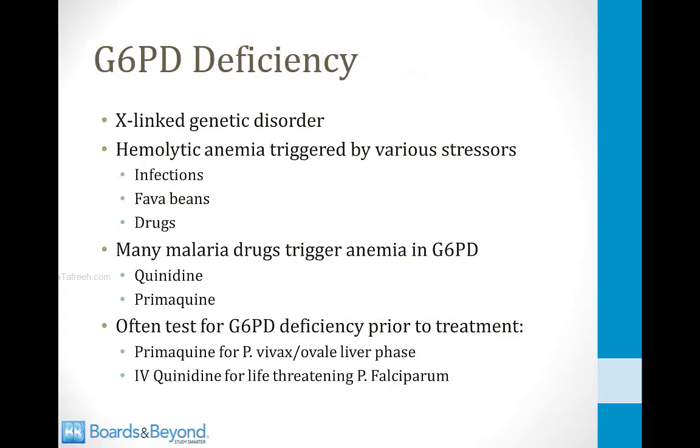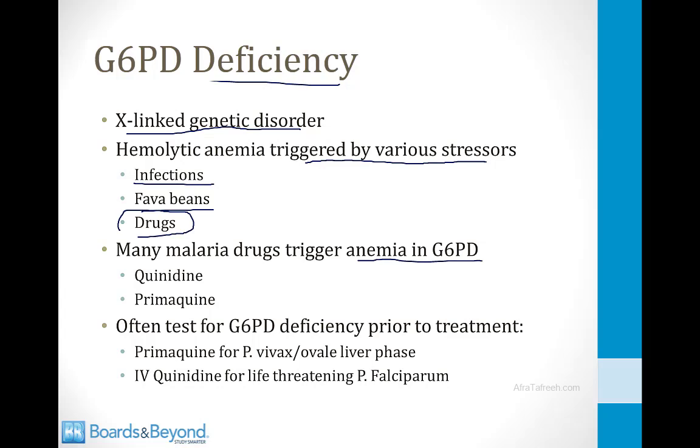The last thing I want to mention in this module is G6PD deficiency. This is an X-linked genetic disorder. It's relatively rare, but it results in hemolytic anemia that's triggered by various stressors, and classic stressors are certain infections, fava beans, and many drugs. And you should know that many malaria drugs trigger anemia in G6PD deficiency. In particular, quinidine and primaquine can both trigger anemia in G6PD deficiency.